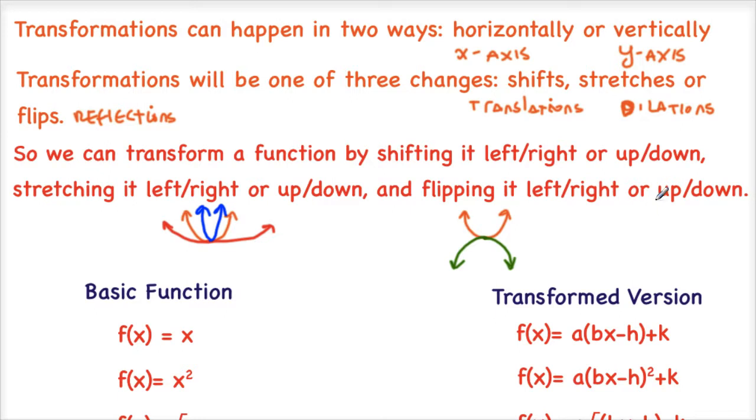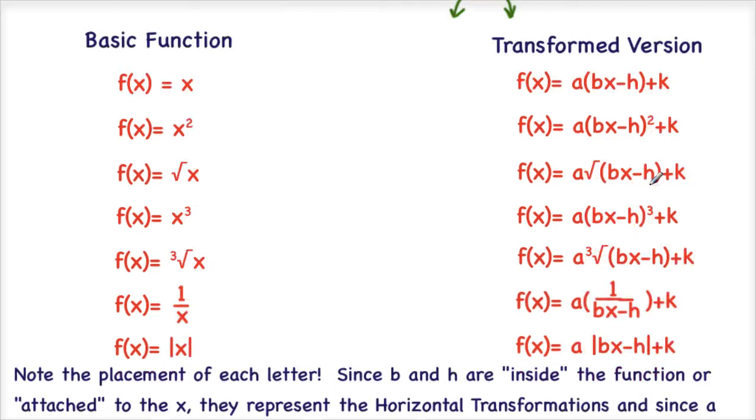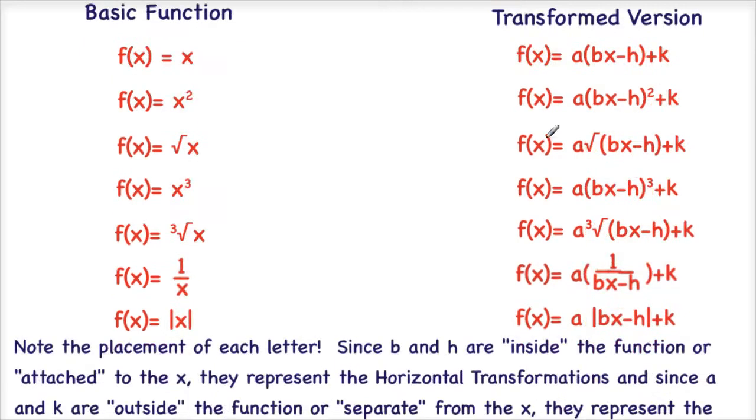So let's look at our different parent functions and their transformed versions. If you look at this list here, we have all our functions from the other day, leaving off the constant function. But we have the identity function, square function, square root. Extend this here to make sure that that x is underneath there. The cube function, the cube root, the reciprocal function, and the absolute value function. So here are all the basic ones where it's just x. Now over here is the transformed version.